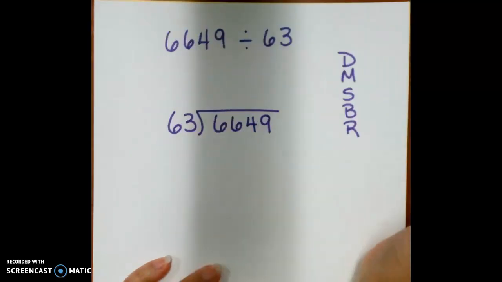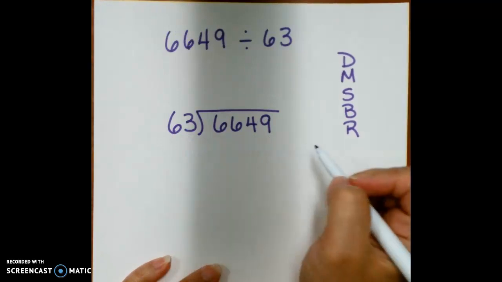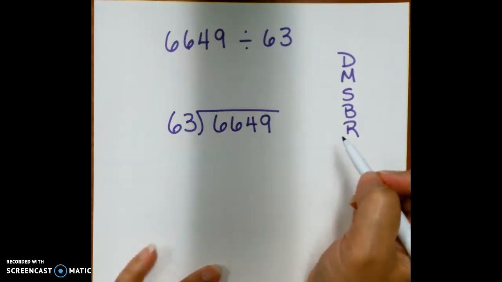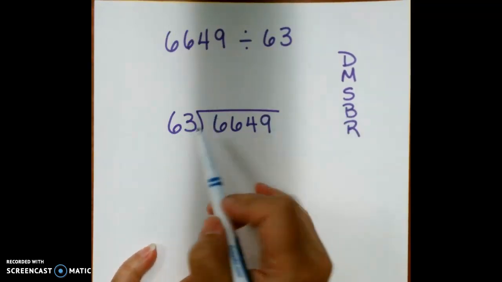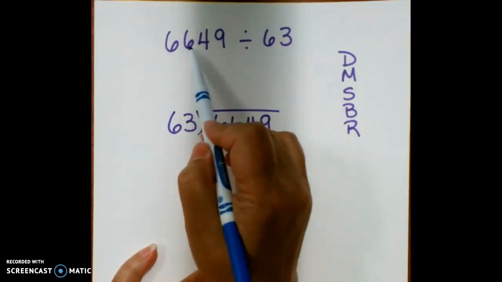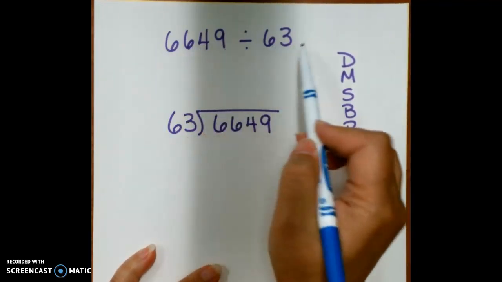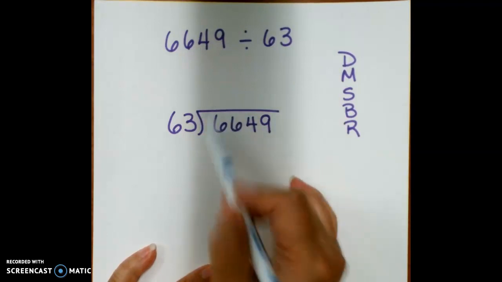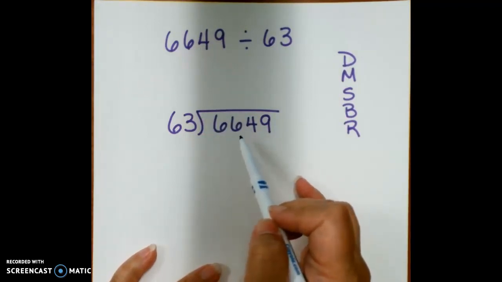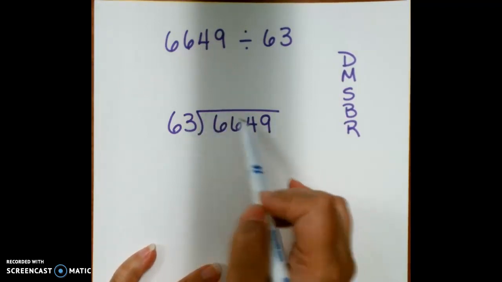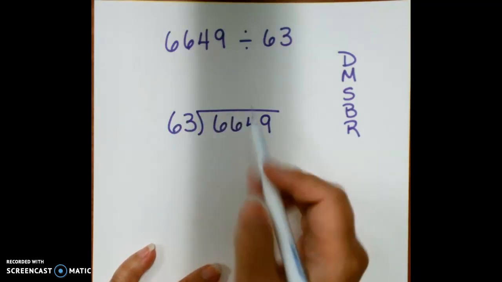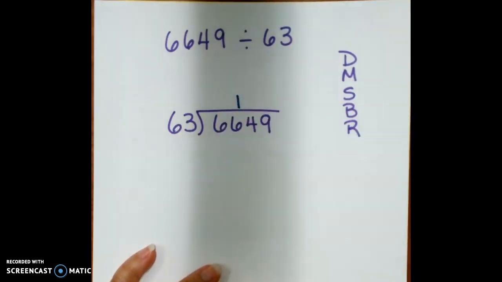Now with this problem, if you look, I'm probably going to have a digit in my hundreds place. And how do I know that? I'm dividing 6,649 by 63. And my first two digits, 6 and 6, 66, is greater than 63. So I know that I can start off with a 1 in my hundreds place.